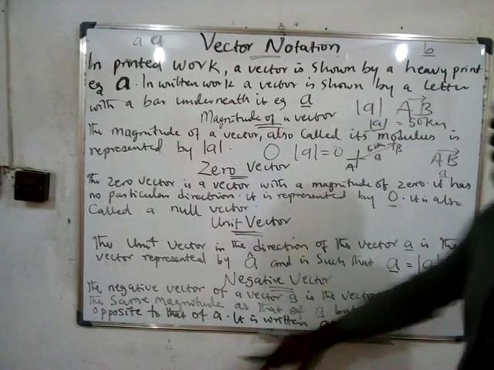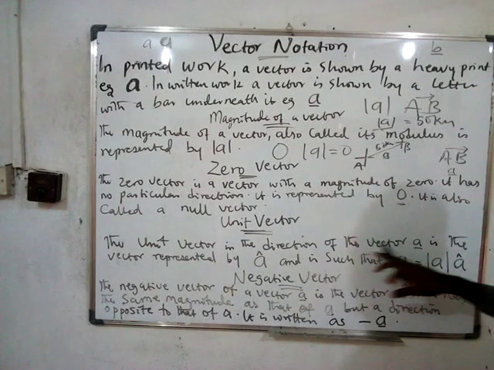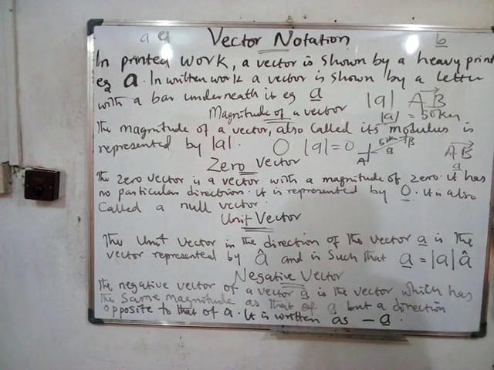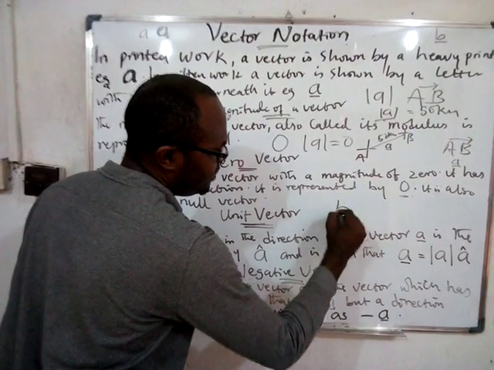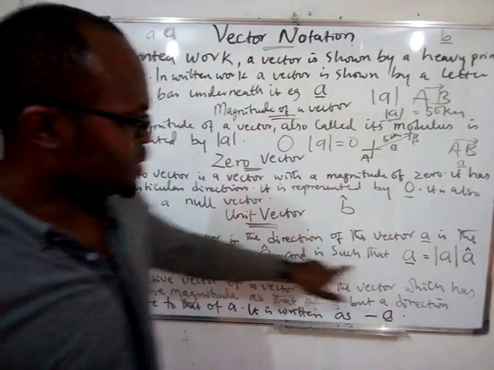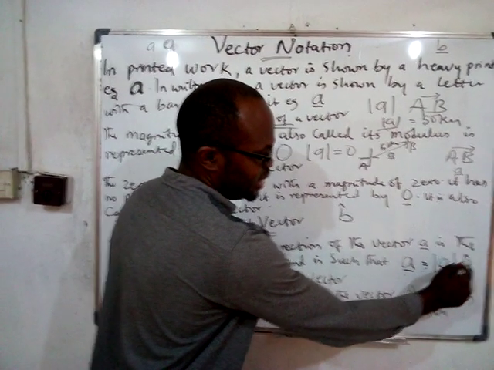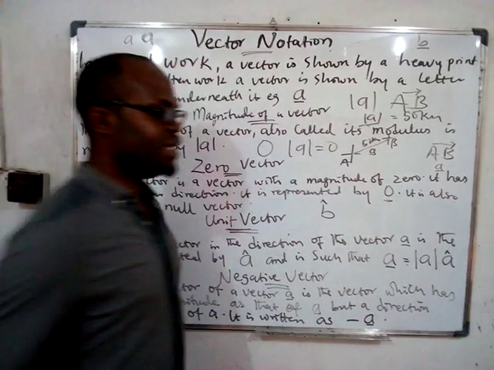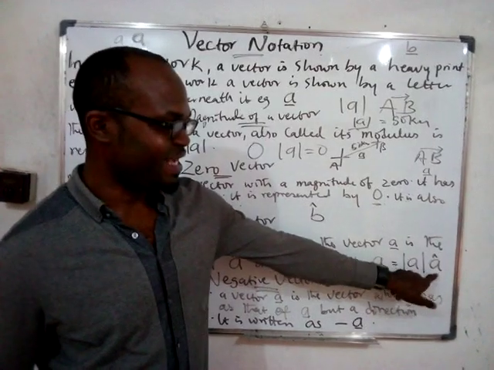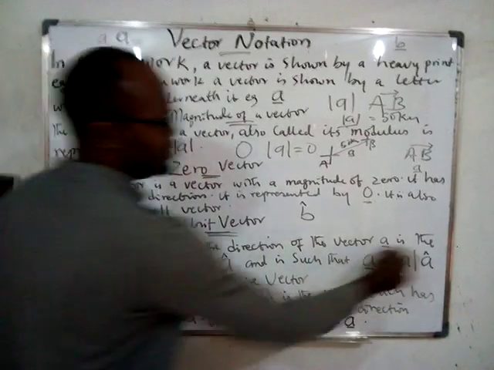Now we look at the unit vector. A unit vector is the direction. A unit vector in the direction of a vector A is the vector represented by A with this caret sign. So whenever you have a vector like this, B with a caret sign, it is known as a unit vector. And it is such that A is equal to the modulus of A times the unit vector A. So whenever you multiply the modulus of A, or magnitude of A, with the unit vector of A, you get that normal vector. Very, very important. You need to know this notation.